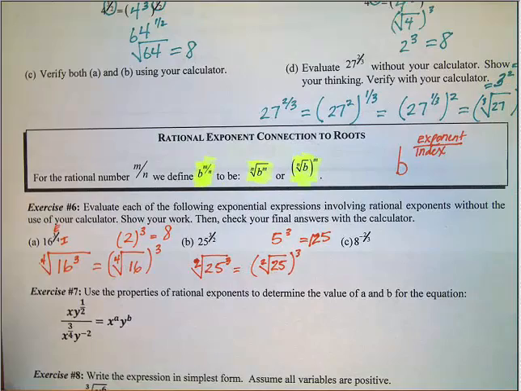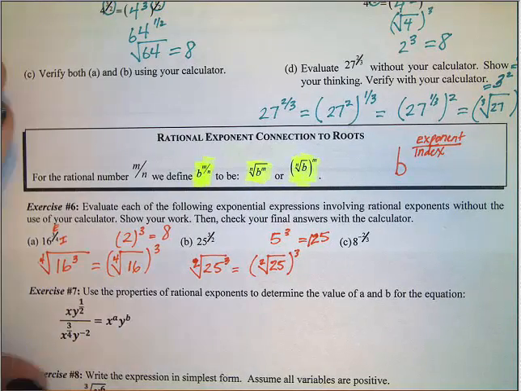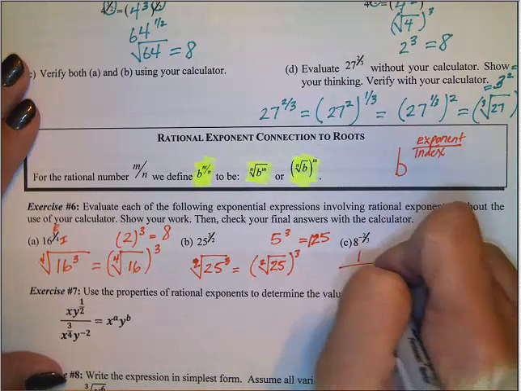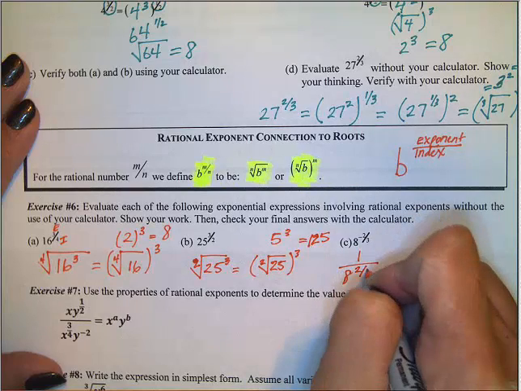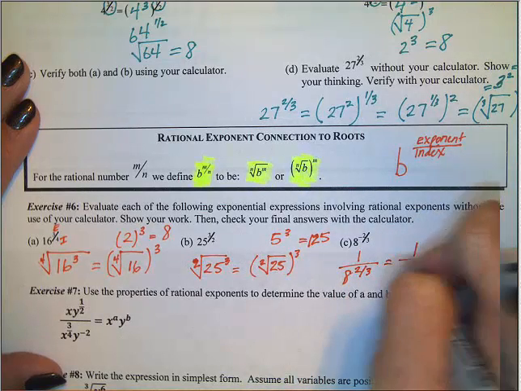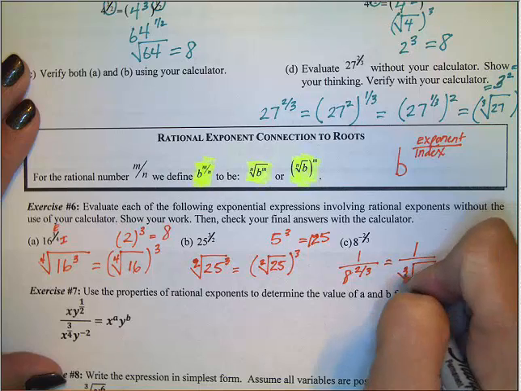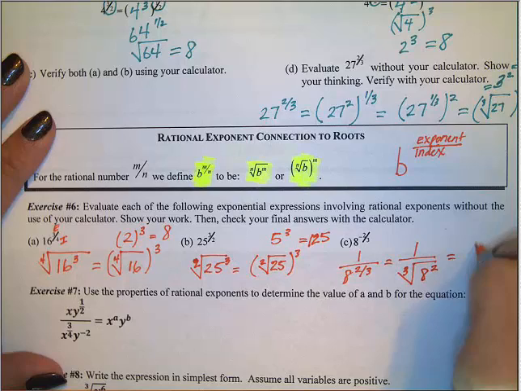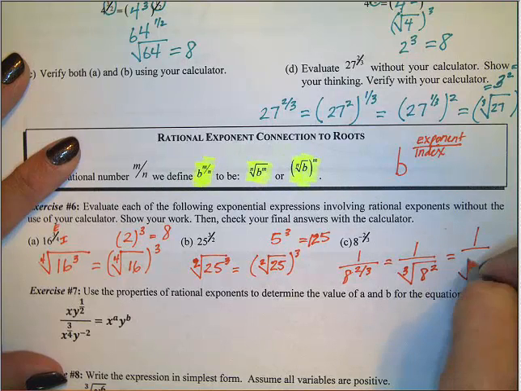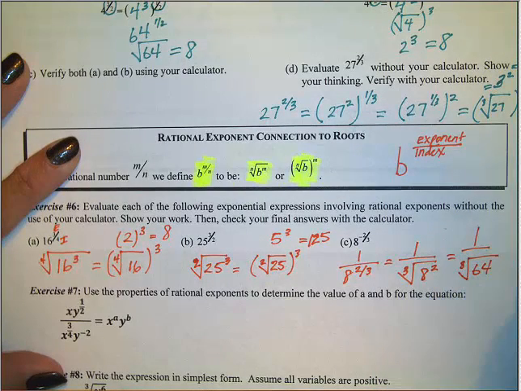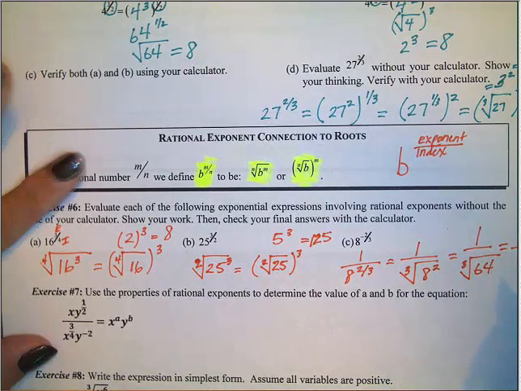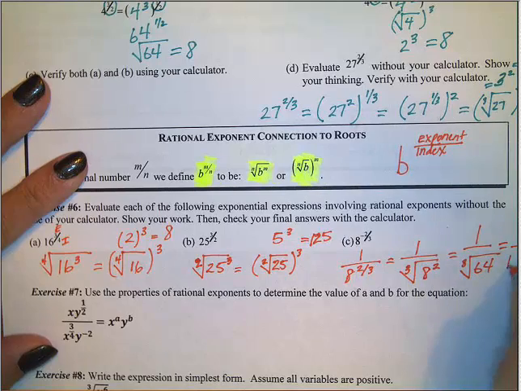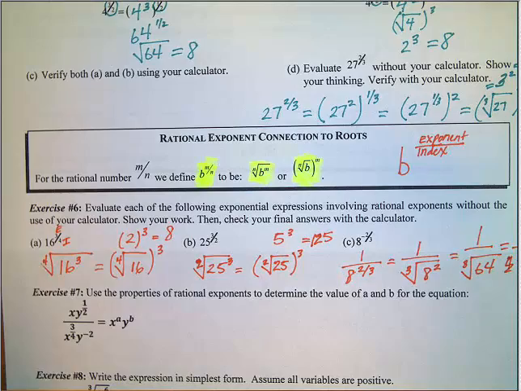Negatives are always going to be harder. So with the negative exponent, I want to make it positive first. So do 1 over 8 to the 2/3. So 1 over the cube root of 8 squared. So 1 over 8 squared is 64. And then the cube root of 64, 4 times 4 is 16, 16 times 4 is 64. So the answer is 1 over 4. So you've got to be good at your math facts.